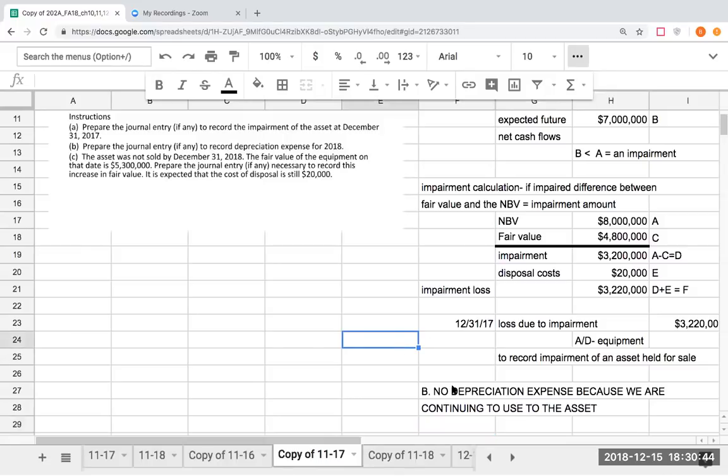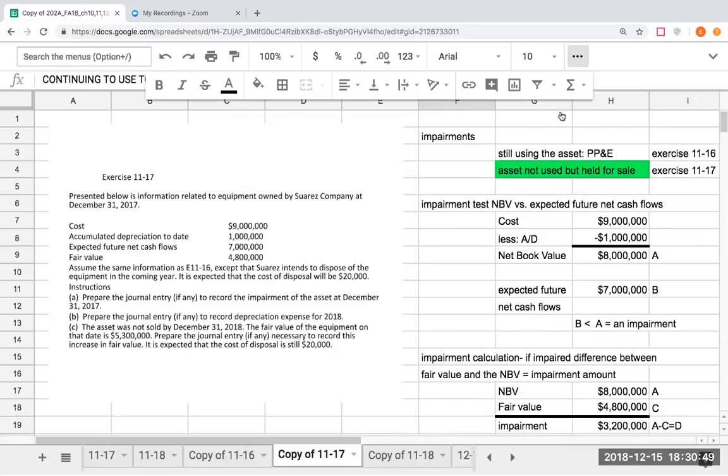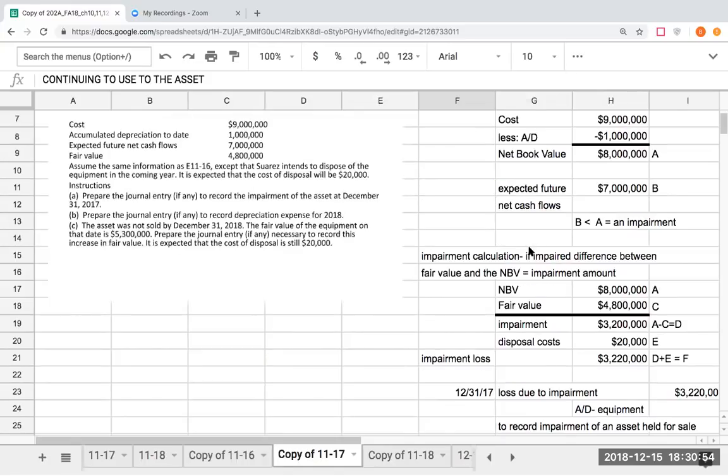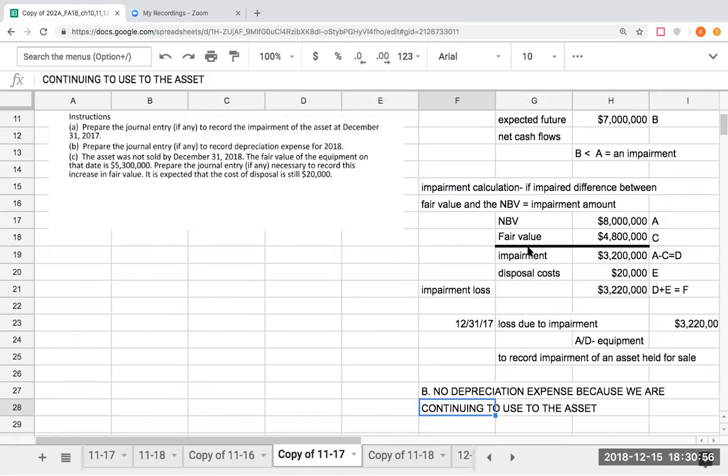I then look over here. So that's a very important distinction. If this is an asset we're not using, but we're holding it for sale, we record no depreciation on that asset. Okay. So letter C, the asset was not sold by December 31st, but the fair value of the equipment is now $5.3 million. So what we have here is essentially a recovery in terms of the impairment.